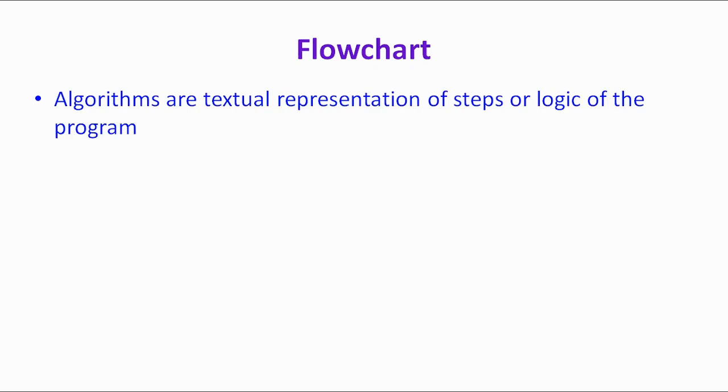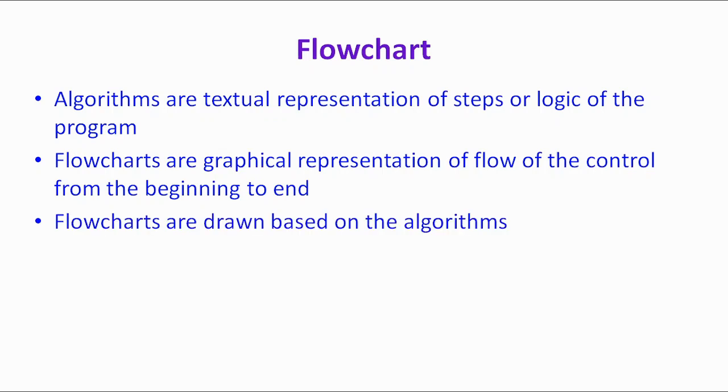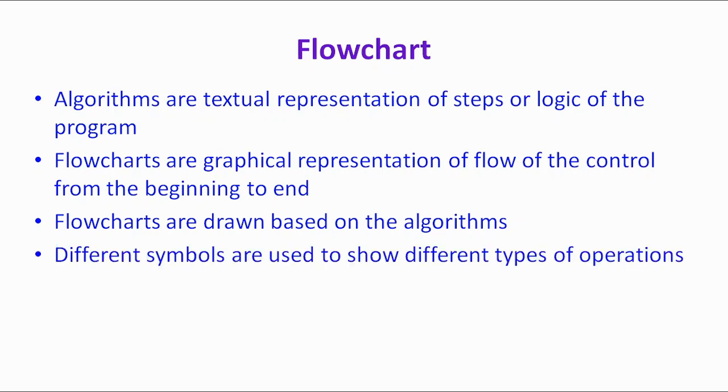The second tool useful for planning of the program is the flowchart. While algorithms are textual representation of the logic, flowcharts are the graphical representation of the flow of the program's control. Control is nothing but the path in which execution proceeds from one instruction to another. We need to refer to the algorithm to draw the flowchart. There are different symbols available to show the different types of operations in a flowchart.